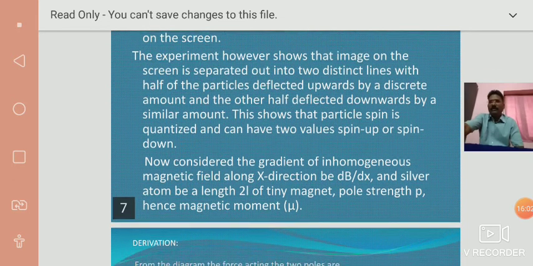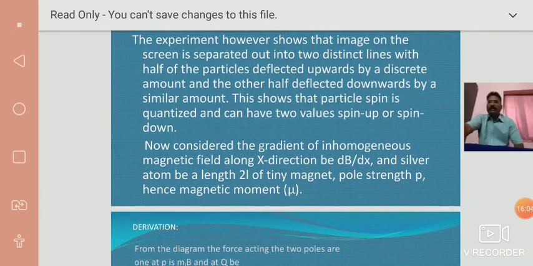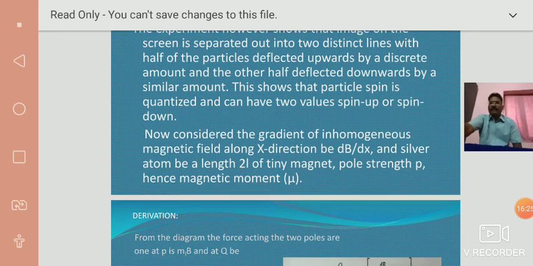You remember. Now consider the gradient of the inhomogeneous magnetic field along the x direction to be dB/dx. Gradient means the increase of the magnetic field, or the change of the magnetic field along the x direction, which can be written as dB/dx. And consider a silver atomic beam of length 2L. Every silver atom behaves like a tiny magnet.